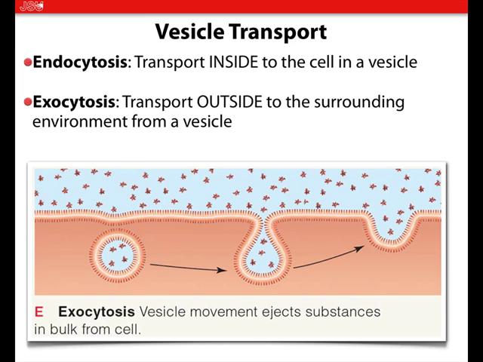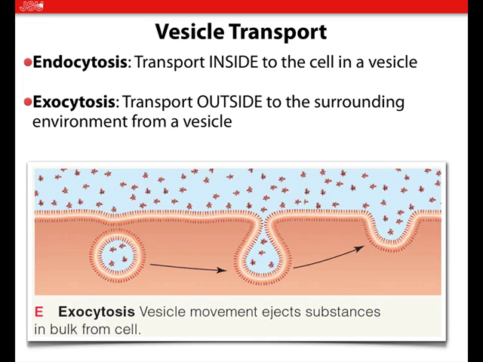Endo is what? Inside. So endocytosis is vesicle transport where you're bringing something to the inside. Exocytosis is the opposite. Exo, outside, like an exoskeleton. You transport things from the inside to the outside.